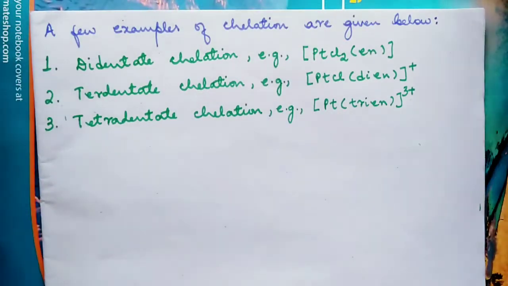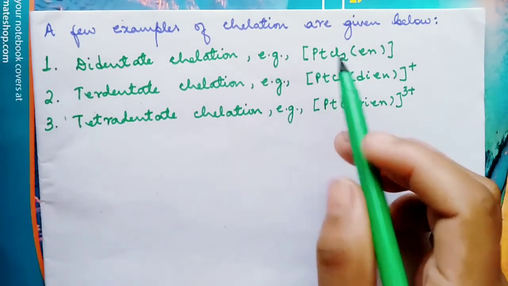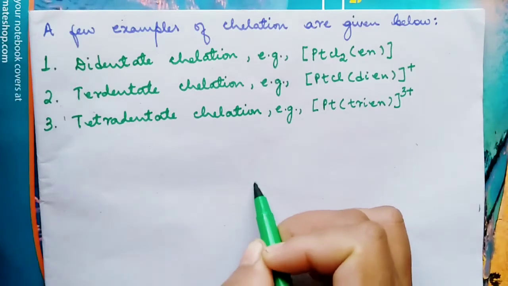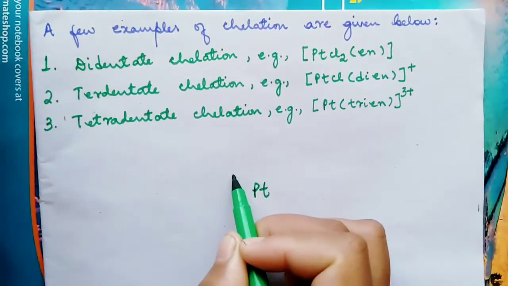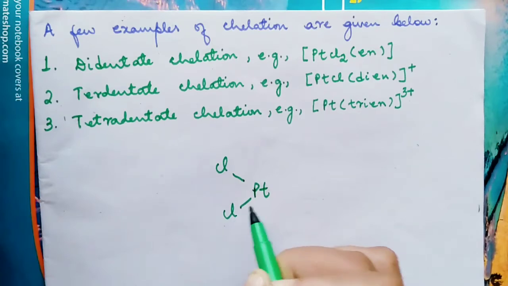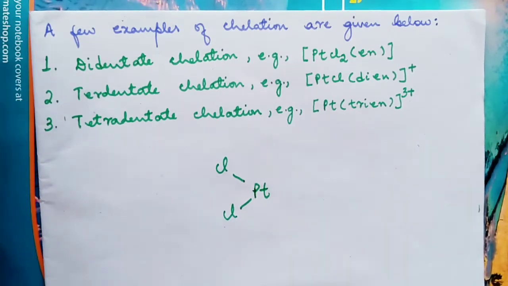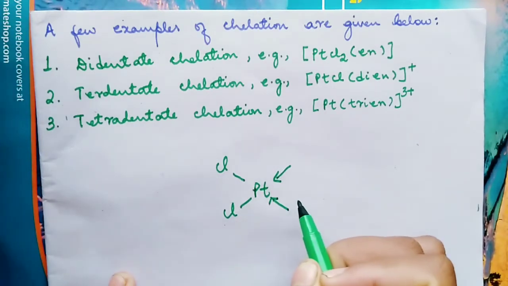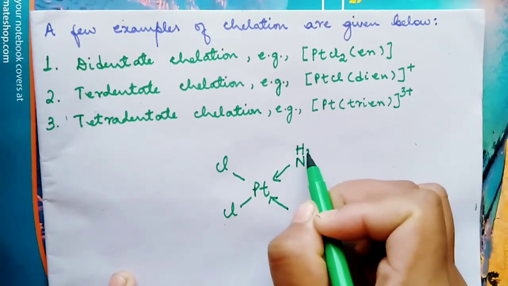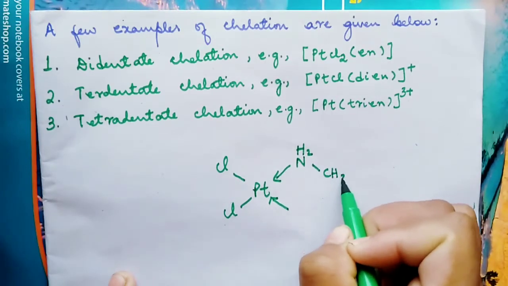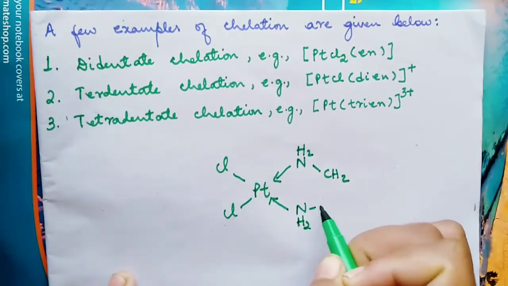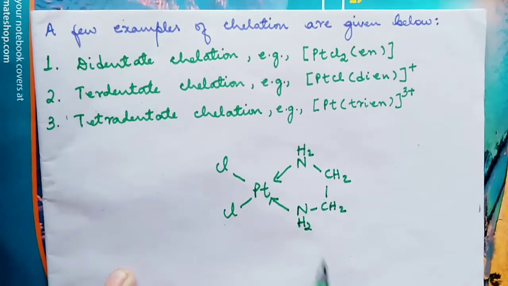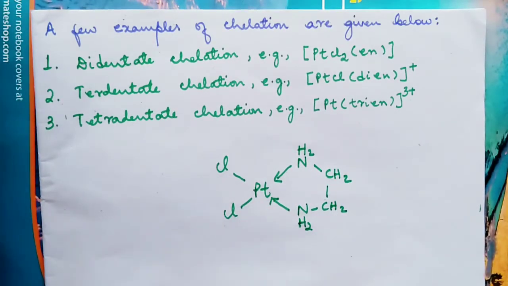So in a didentate chelation, what happens? A didentate ligand is there. Look here, this is an example. Platinum is the central metal atom, and then we have the ligands Cl. We also have a didentate ligand, ethylene diamine. See, a didentate ligand forms a 5-membered ring with the central metal atom. So this is an example of didentate chelation.